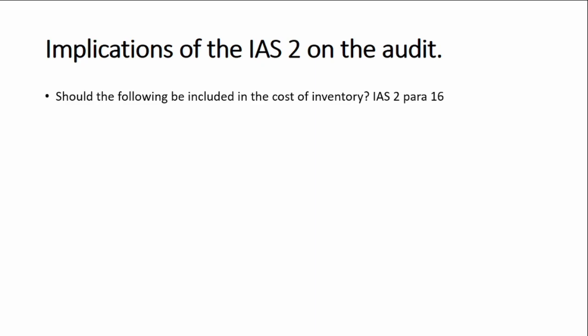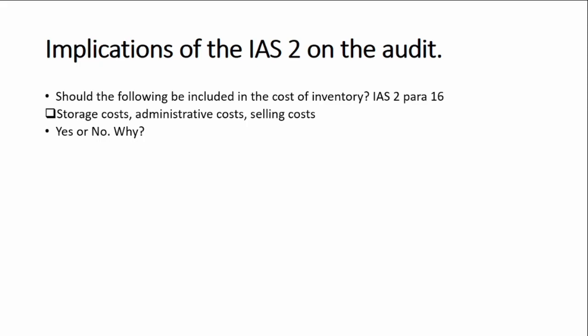So this is your homework. I want you to have a look at IAS 2 paragraph 16, particularly paragraph 16, and I want you to try and figure out what types of costs need to be included and what types of costs don't need to be included. So I've included a few examples here. I've said storage costs, administrative costs, selling costs. What are these costs and when do they need to be included and when do they need to be excluded?